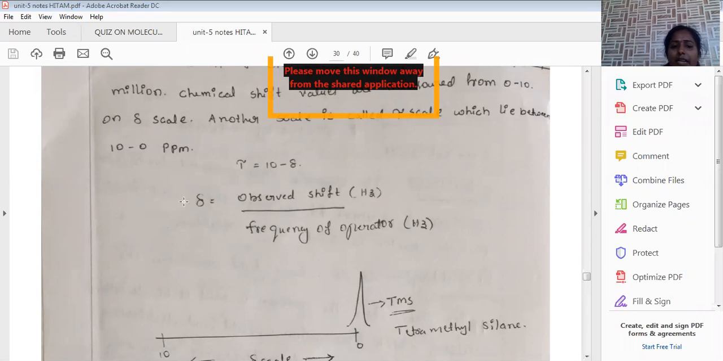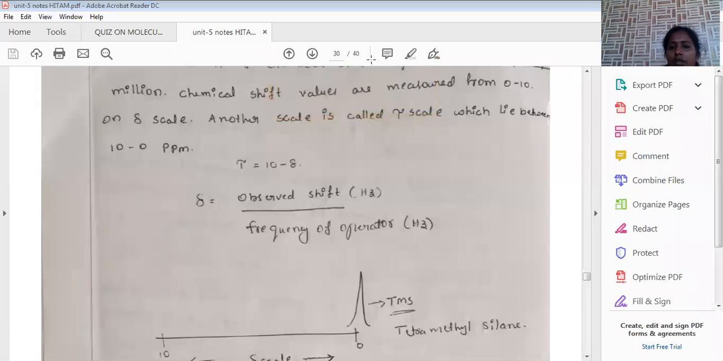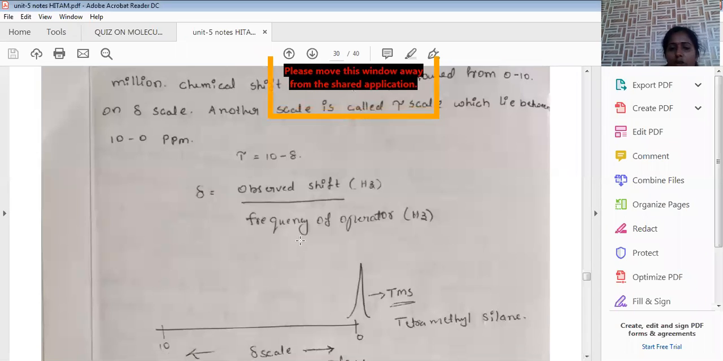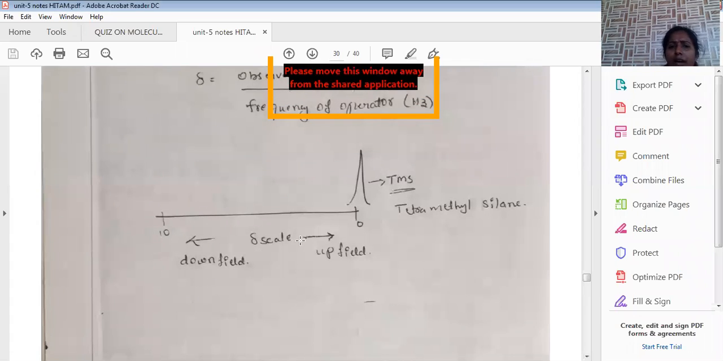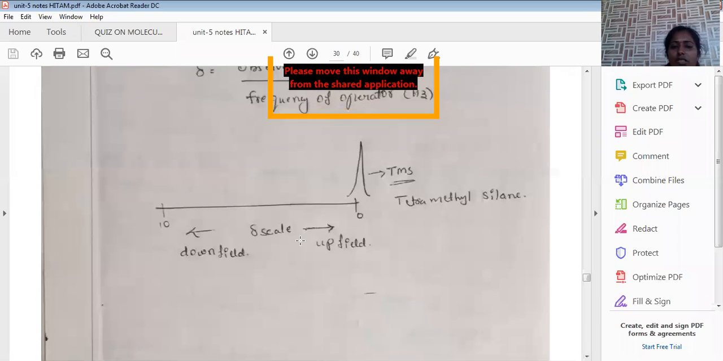So, delta is equal to the observed shift value divided by the frequency of the operator. In this proton NMR, how many megahertz of frequency are we using? We are using 100 megahertz frequency. That is an extremely low frequency, low energy, because radio waves are used in this. At which position the shifting is obtained, by its frequency of operator, that delta value is obtained. Directly the instrument will give this delta value, but this is the formula for the calculation manually. But by default, the instrument will give the delta values on the scale.